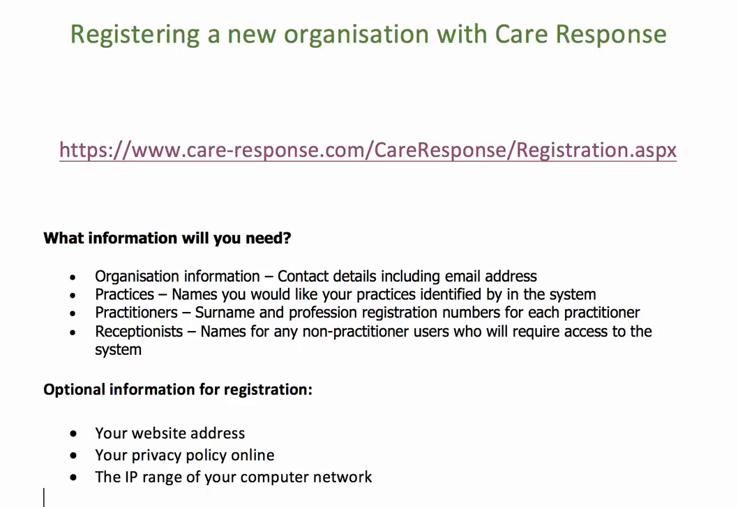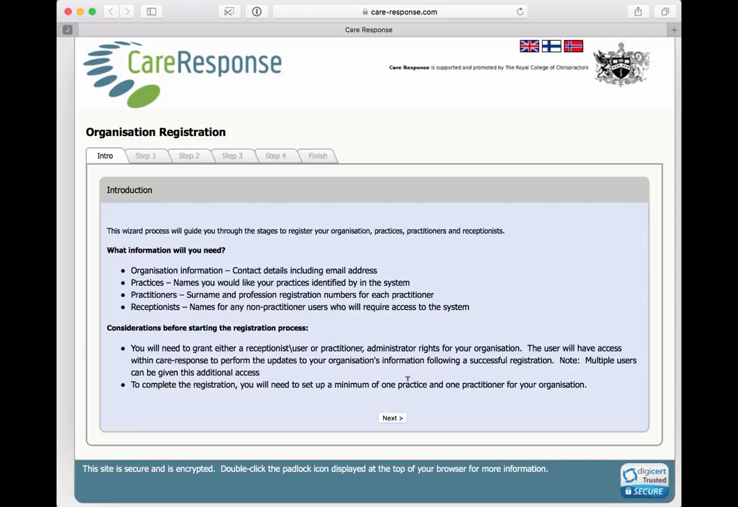Optionally, you can include information about your website, your privacy policy if you have this available online, and the IP range of your computer network. The IP range is used to limit access, so people from your clinic can only access your CareResponse data from within your physical setting. This is the online registration wizard.